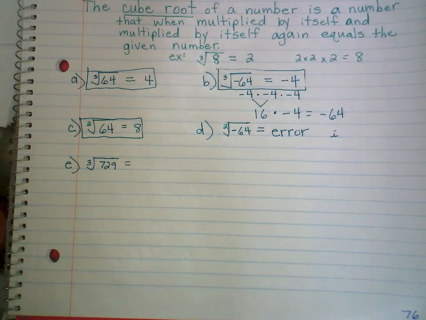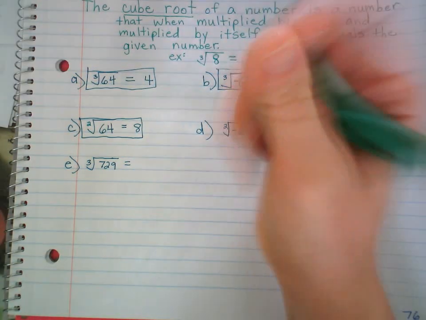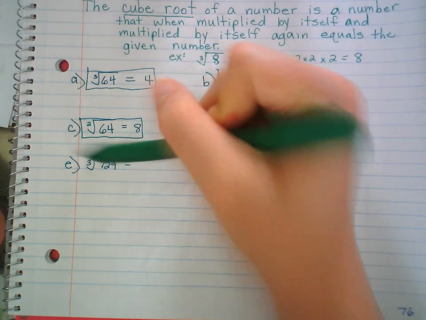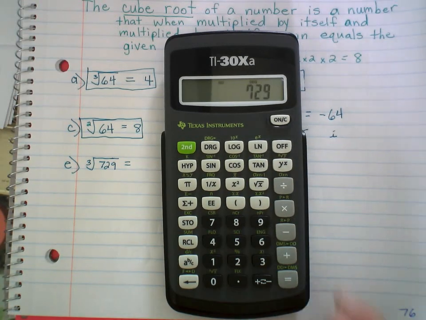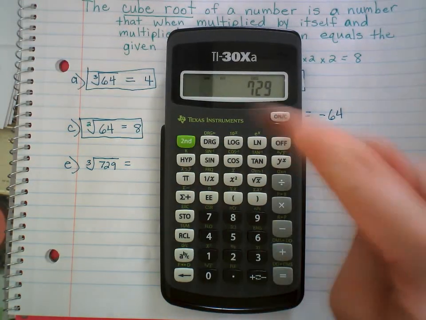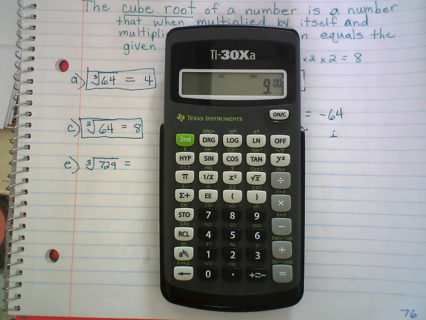So use your phone calculator or your calculator. Find the cube root of 729. So if it says find the cube root, this is what it means. So 729 cube root. So second this button, 3, 9.